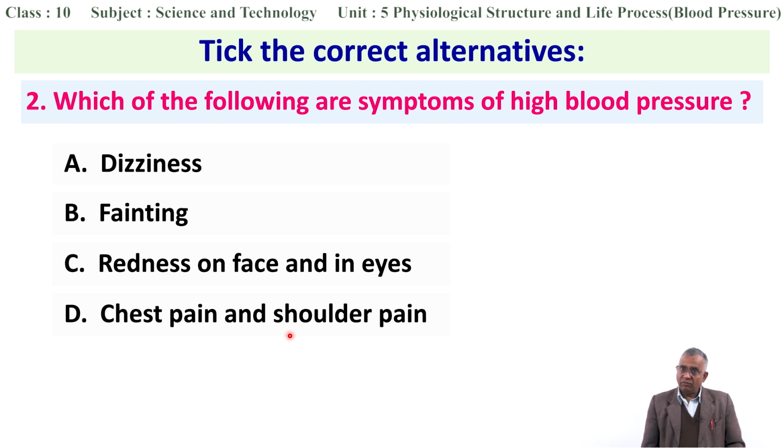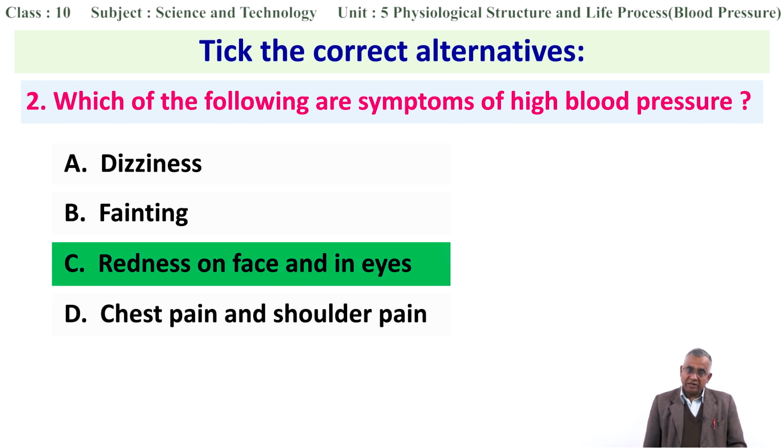Okay. Now next, which of the following are symptoms of high blood pressure? Dizziness, fainting, redness on face and in eyes, chest pain, and shoulder pain. So, have you guessed? Yes, it is redness on face and in eyes. Dizziness and fainting are usually because of low blood pressure. Chest pain and shoulder pain, that whole region pain, may be the problem of a heart attack. So here this one is the most correct. In this way you have to analyze which answer is correct.